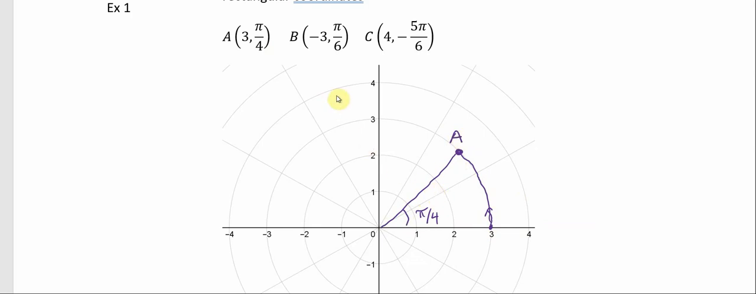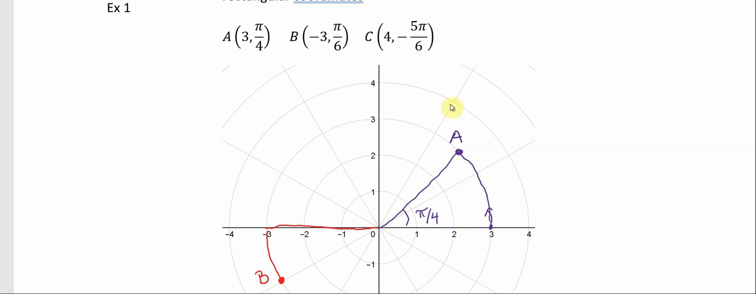For B, we're going to go to (-3, pi over 6). So we're going to go out to the left this time. We're going to go out to the left 3 units, and then pi over 6 is positive, it's saying positive pi over 6. So remember, we're going to rotate counterclockwise. Starting here, we're going to go counterclockwise. Pi over 6 gets us down to here. Okay, so this is point B.